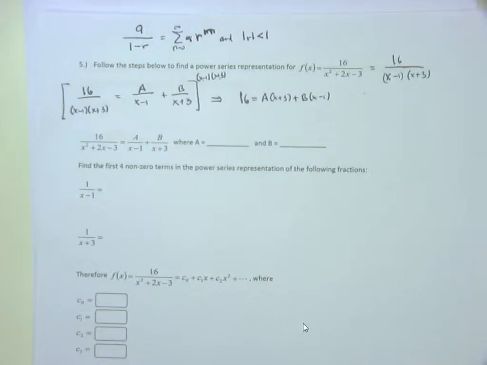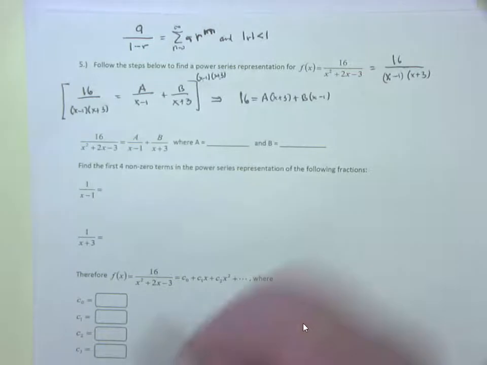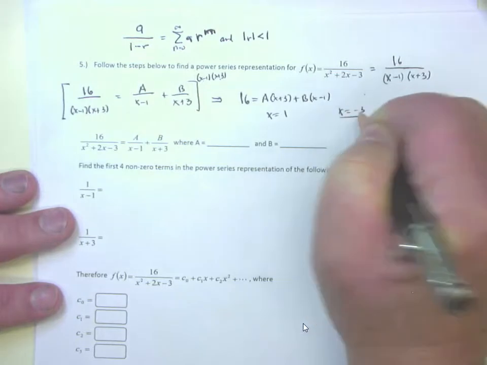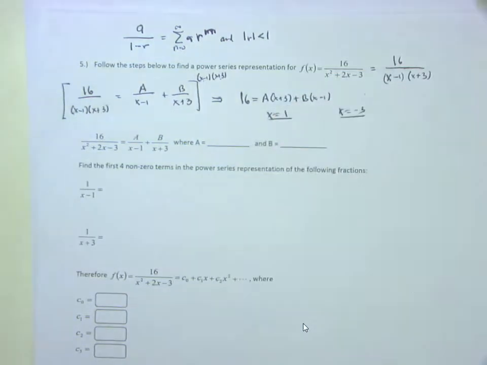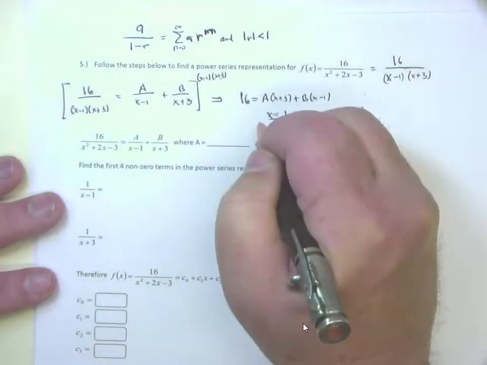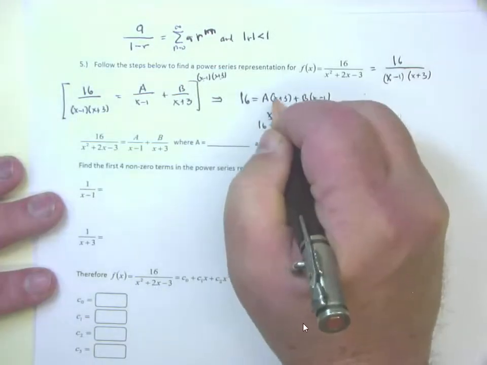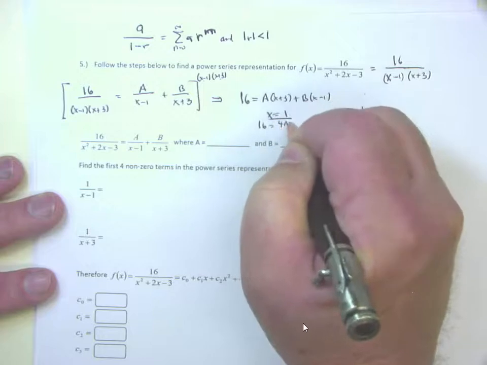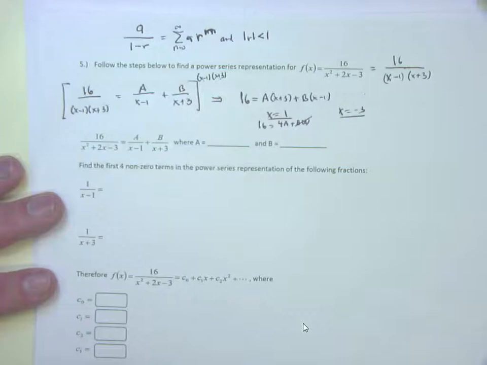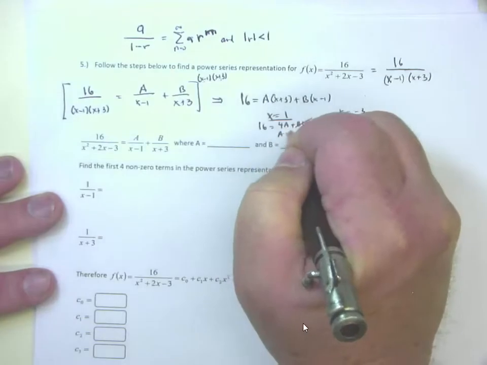Now, I'd like to use the annihilator method, so I have to solve for two letters, a and b. So I need two x numbers. What x numbers do you suggest I use? x is equal to 1, and x equals negative 3, the annihilators, the zero terms. Okay? So plugging in 1, I'm going to get 16 is equal to 1 plus 3, which is 4a, plus b times 1 minus 1 is 0, completely cutting off the b term. And that tells me a is equal to 4.